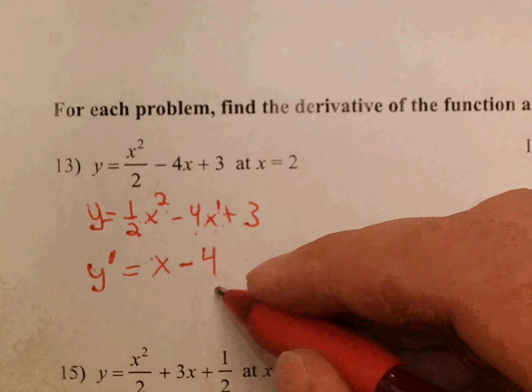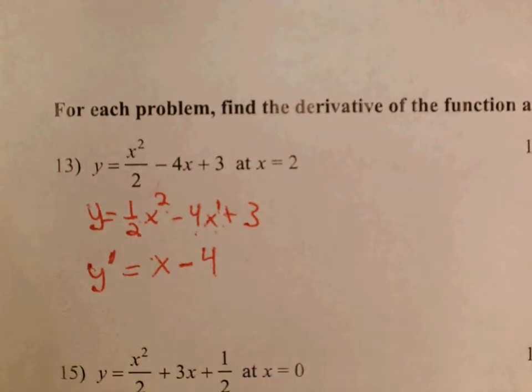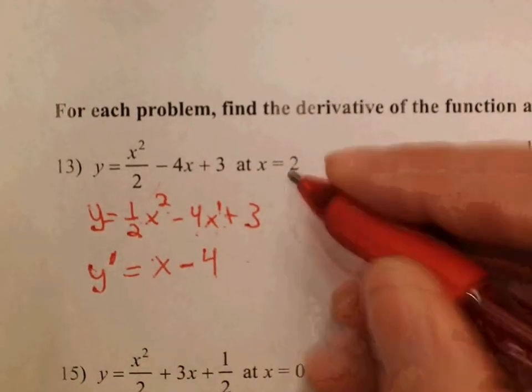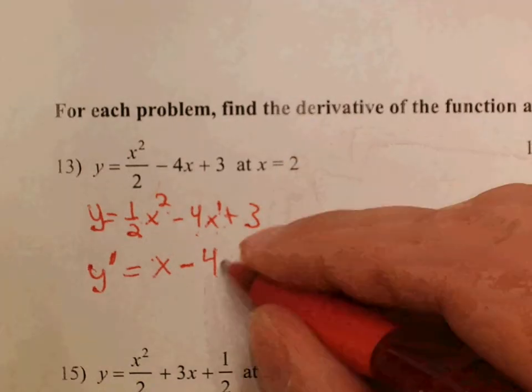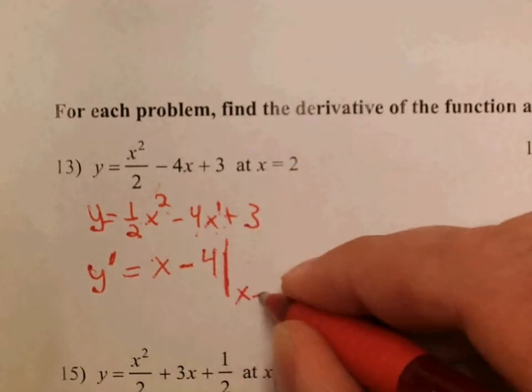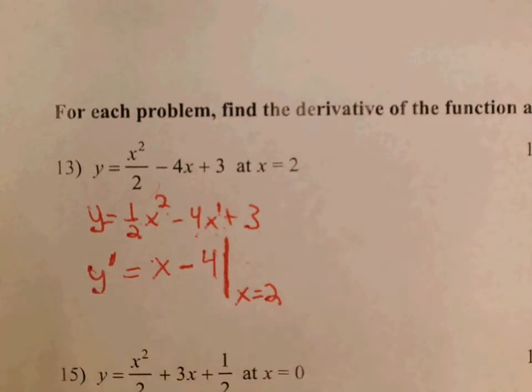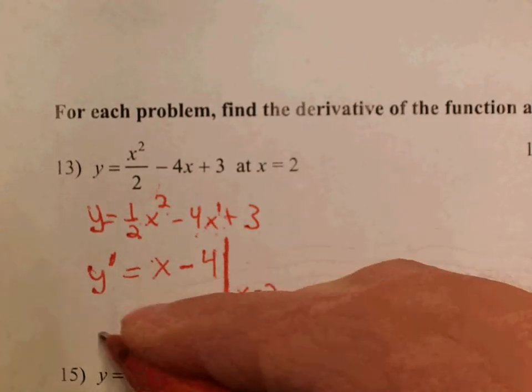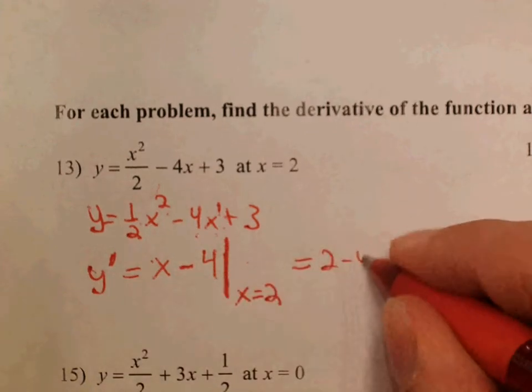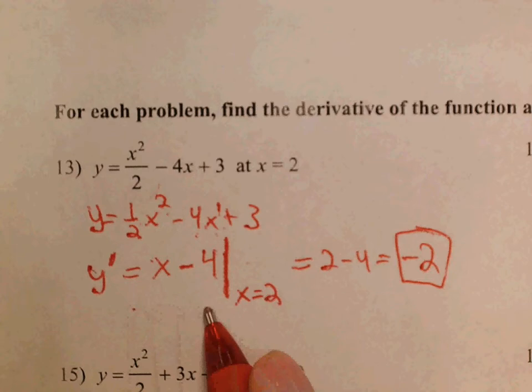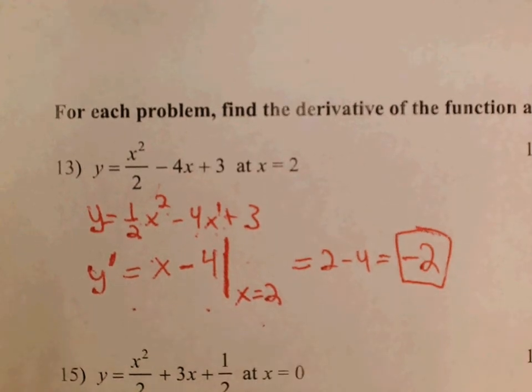So this is the derivative. We have not answered the question yet. It wants to know the value of the derivative when x equals 2. So we're going to put evaluated at x equals 2. We do this because it's not f of x equals, so we can't just put f prime of 2. We have to put evaluated at x equals 2. And this will be 2 minus 4, which is negative 2. So y prime evaluated at x equals 2 is negative 2.